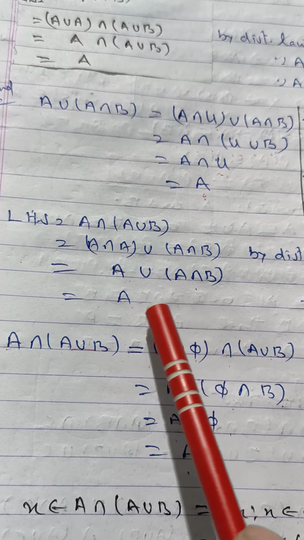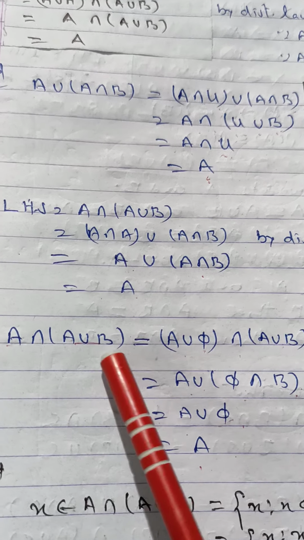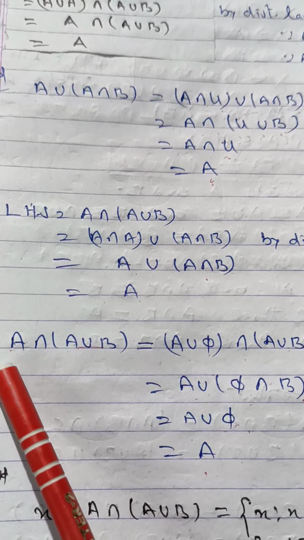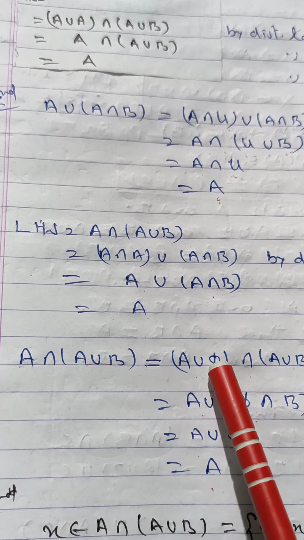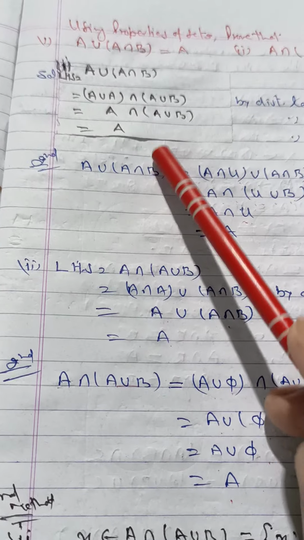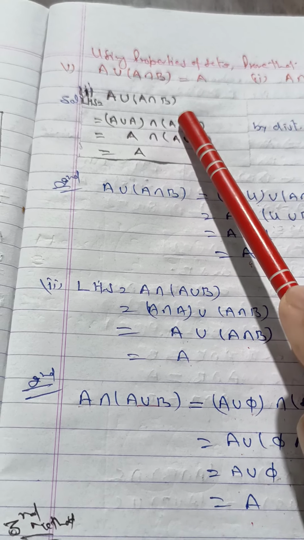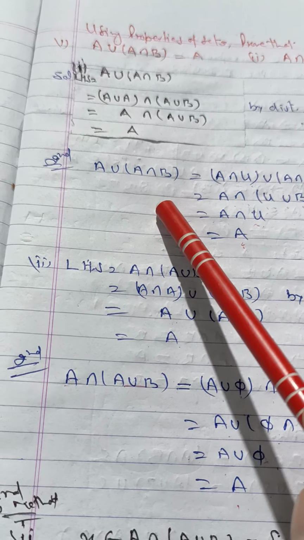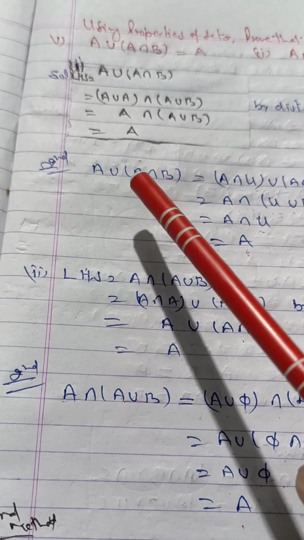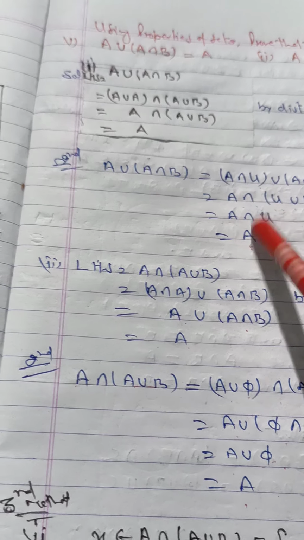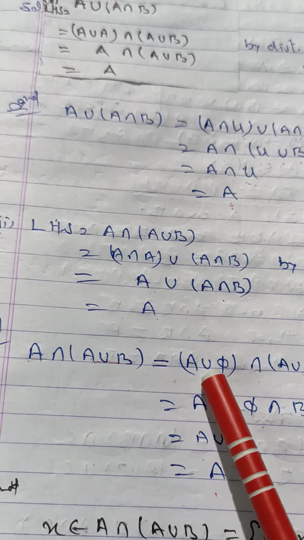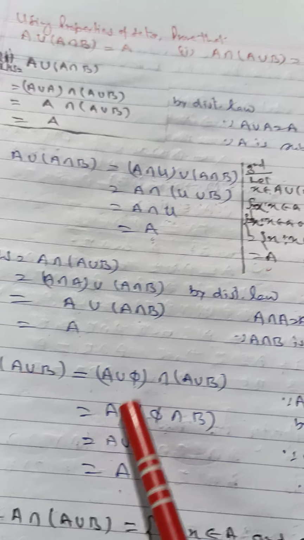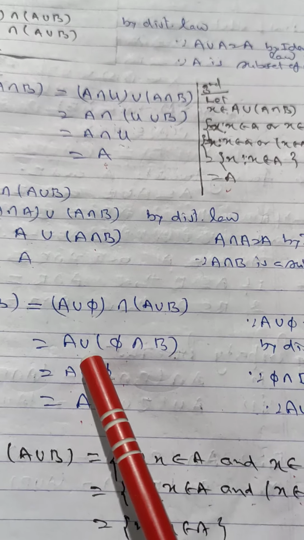And in the second case, A can be written as A union phi. When the second bracket is in the form of union, we take A as A union phi. In the previous case, when the second bracket is A intersection B, then we write A in terms of intersection. Okay, here A is equal to A intersection universal set. So here we write A is equal to A union phi. Phi is the identity for union. Okay, so A union phi is equal to A.